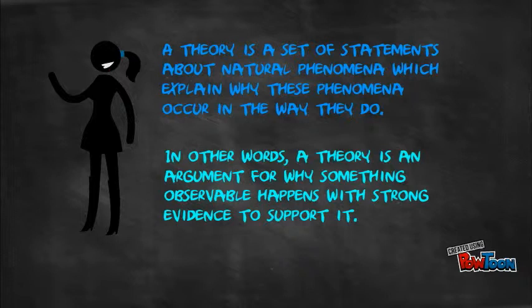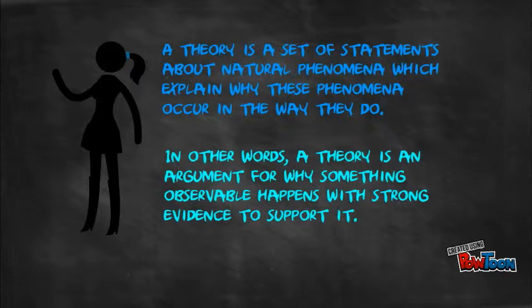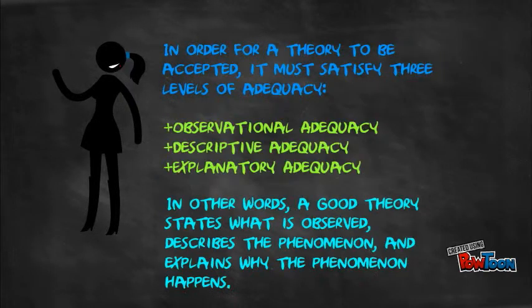In order for a theory to be accepted, it must satisfy three levels of adequacy: observational adequacy, descriptive adequacy, explanatory adequacy. In other words, a good theory states what is observed, describes the phenomenon, and explains why the phenomenon happens.